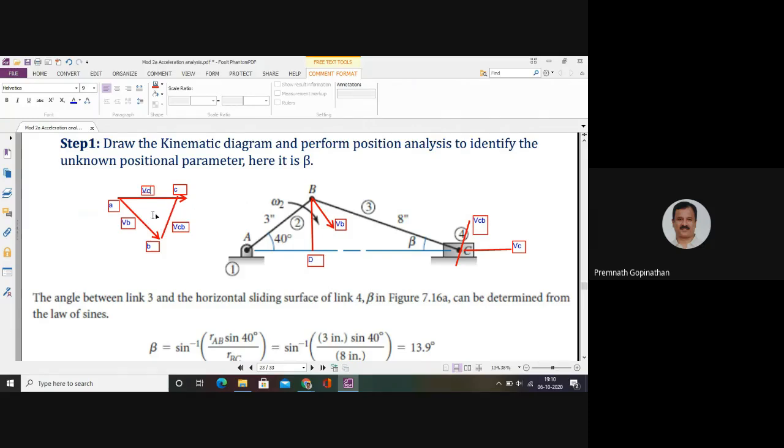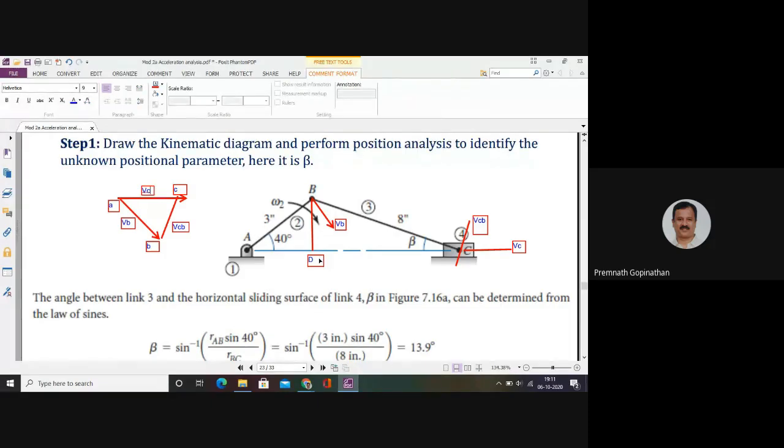Now you need to identify the rest. The only known parameter for this polygon is VB. The rest of them you have to identify. So if you want to identify the velocity of C as well as the relative velocity of C with respect to B, you need to identify the corner angles of this polygon. Okay. So to identify the corner angles, you go back to this configuration diagram.